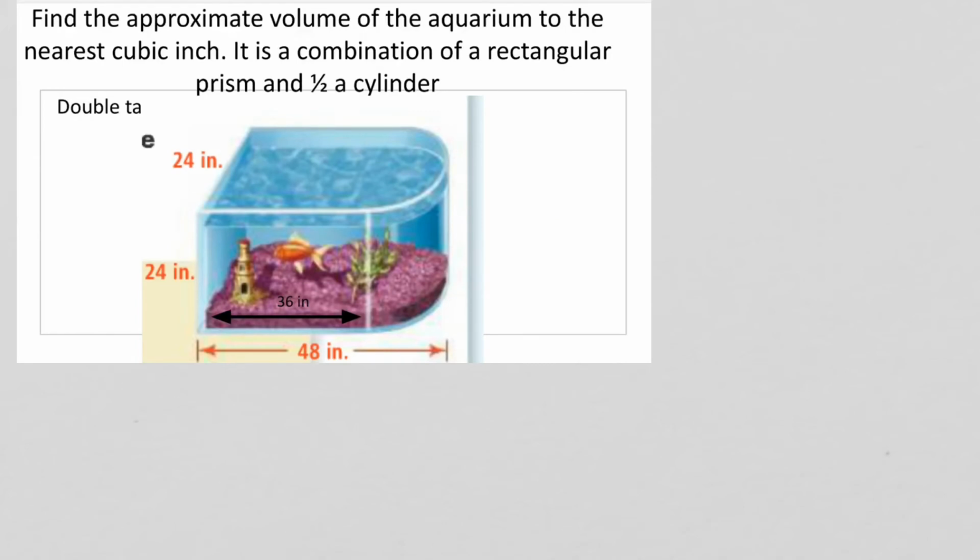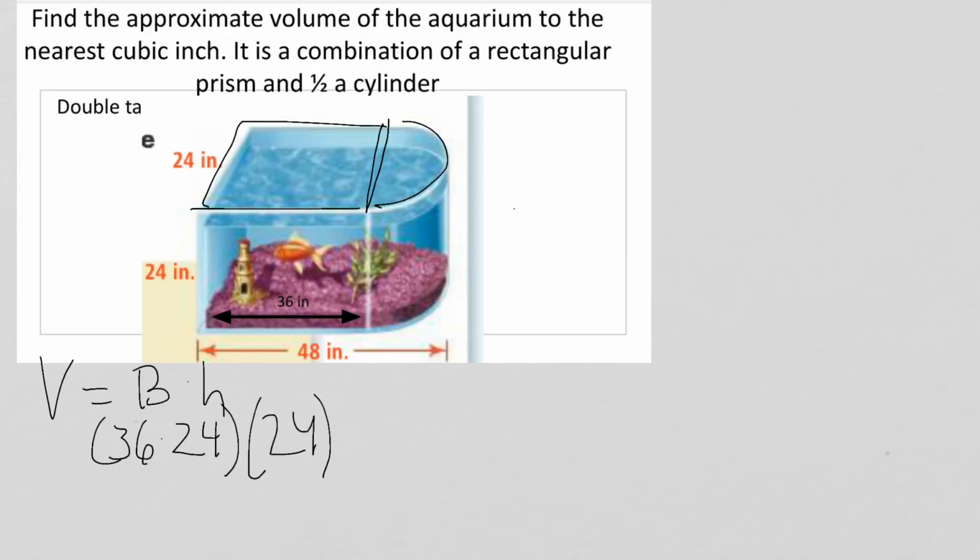Okay, here's our next example. This is finding the volume of this aquarium to the nearest cubic inch. It's a combination of a rectangular prism and half of a cylinder. So if we're trying to figure out just the rectangular prism here, again, we need to find the volume of base, area of the base times the height. And here is our half cylinder on this end here. So I'd like you to sketch this in your notes, see if you can figure out the volume of this aquarium, and then watch the rest.